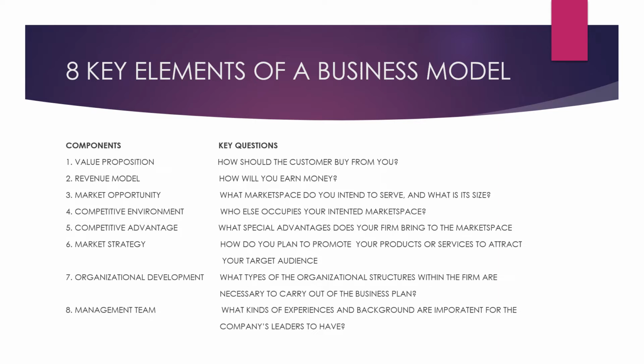The fourth one will be the competitive environment. Who else occupies your intended market space? The competitive environment refers to the other companies operating in the same market space by selling similar products. These include both direct and indirect competitors. The fifth one will be competitive advantage. What special advantages does your firm bring to the market space? A competitive advantage is achieved by a firm when it can produce a superior product and/or bring the product to market at a lower price than most or all of its competitors.